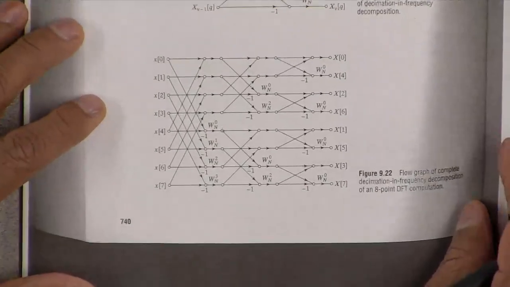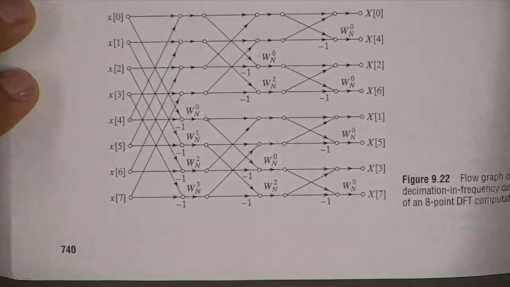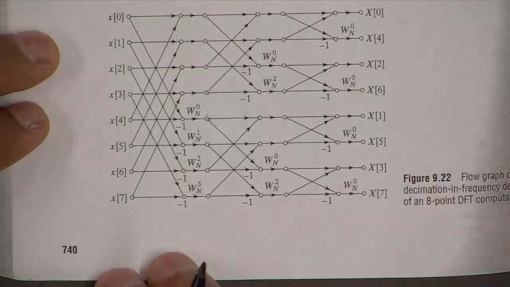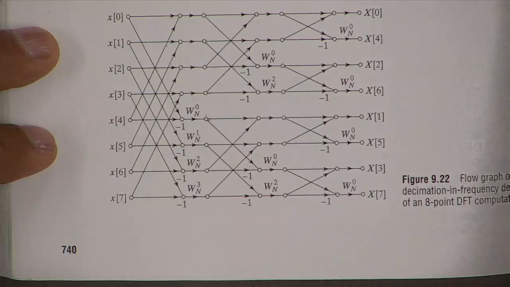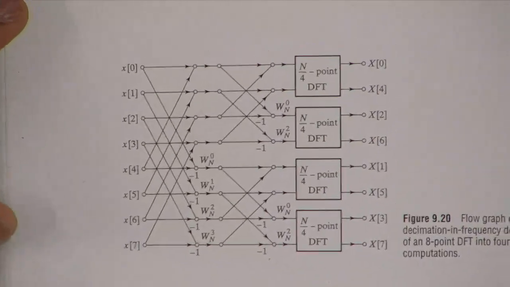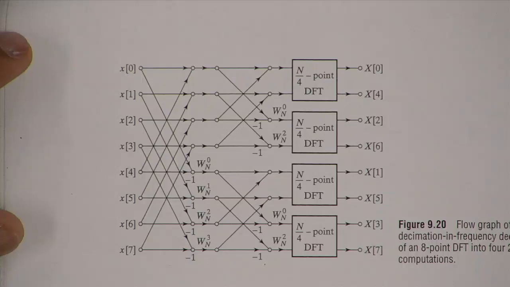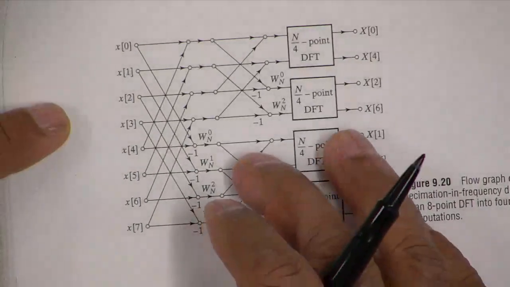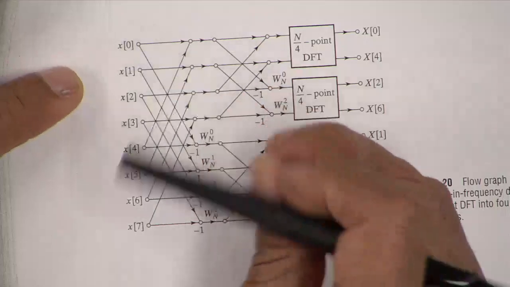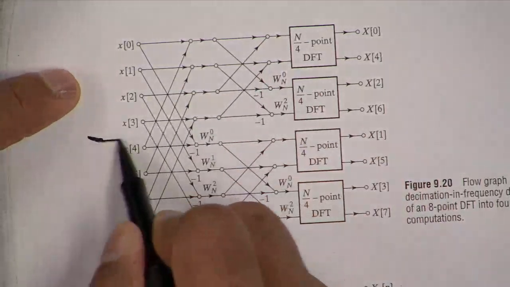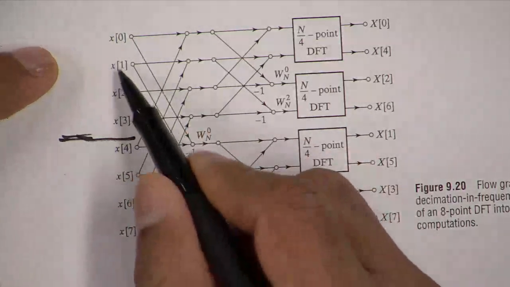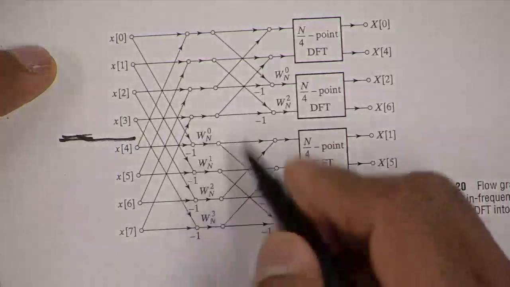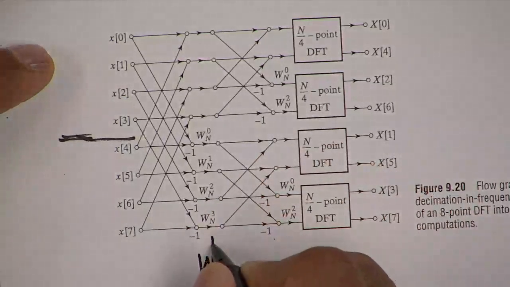So the 8-point decimation in frequency, if you look at this one here, is this the correct one? Okay, so let's look at this one. Yeah. So N is 8, so we take the first half samples, the next half samples, butterfly of 0 and 4, 1 and 5, 2 and 6, 3 and 7. These are the W to the power n.